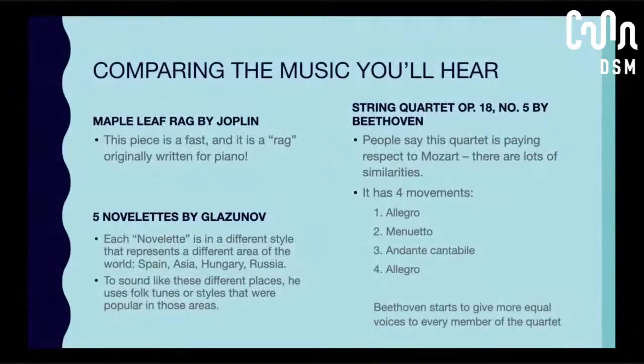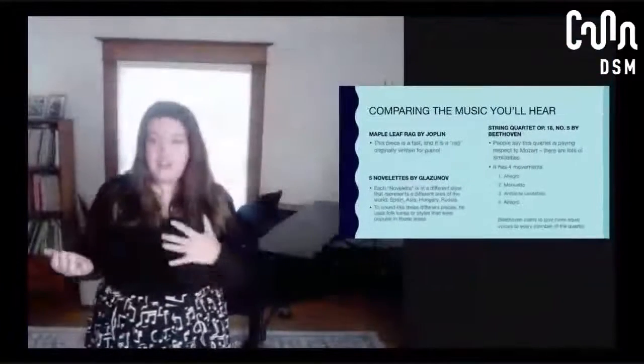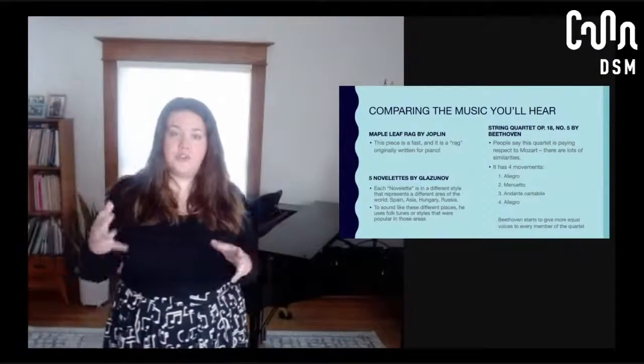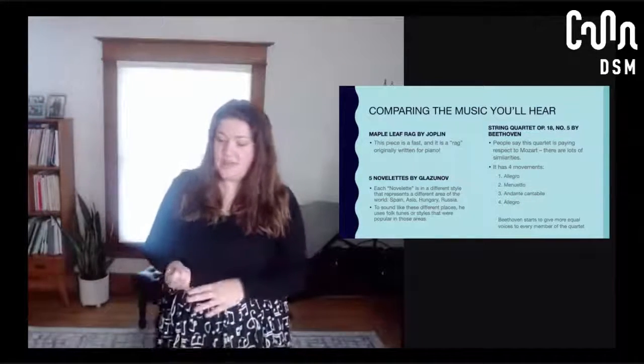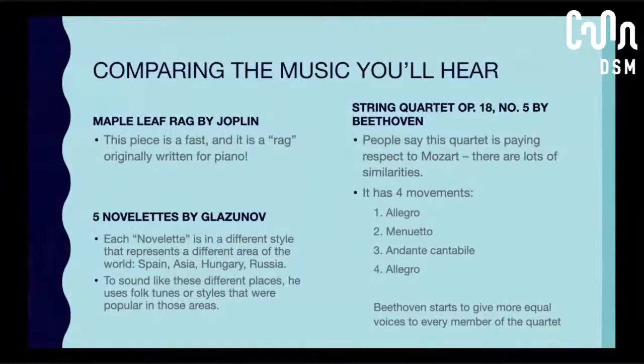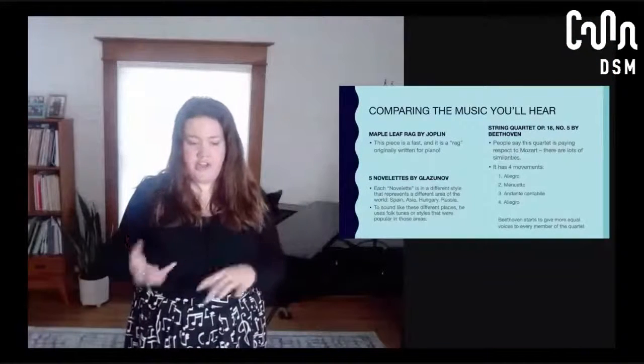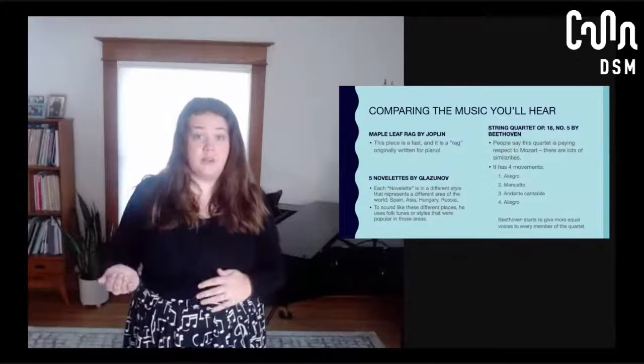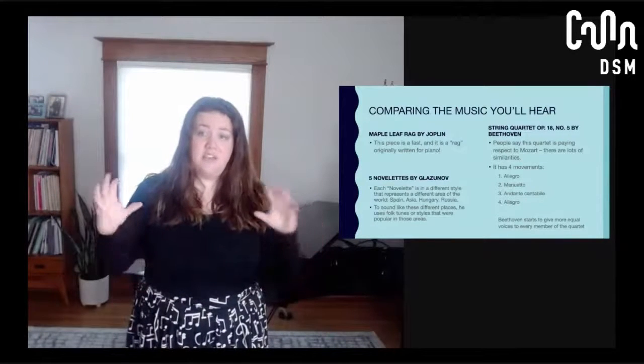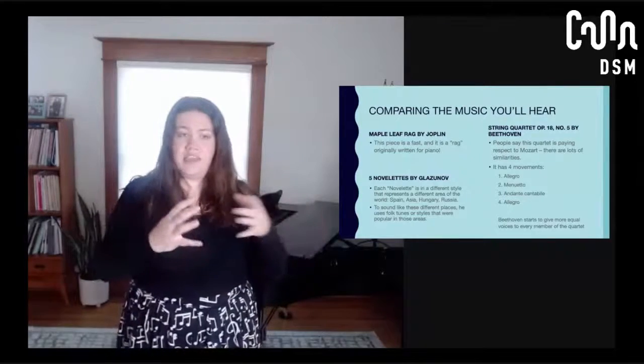The piece by Glazunov is his 5 novelettes, and these were interesting because there are 5 movements, and each one represents a different culture or a different style. He picked different parts of the world and tried to create a piece of music that embodied the types of things that you would hear there. So there's one that represents Spain, one that represents Asia, Hungary, and then some for Russia because he was from Russia. And the way that he was able to make these cultures shine in his music is he would actually use folk tunes that were common for those areas. He would use that core folk tune and then make it into the piece that he wanted.